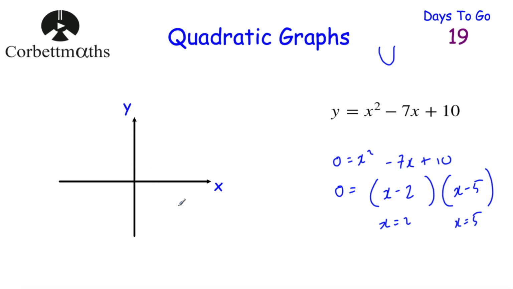So that means it's going to be over here somewhere and it's going to look like this. So let's sketch that. So it passes through the points (2, 0) and (5, 0). So they're the two points where it crosses the x-axis. Now we've got its shape. We know where it crosses the x-axis.